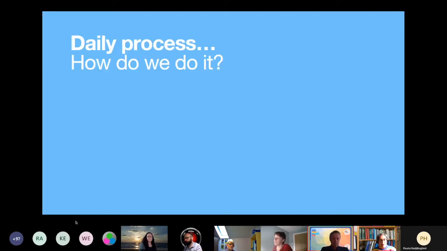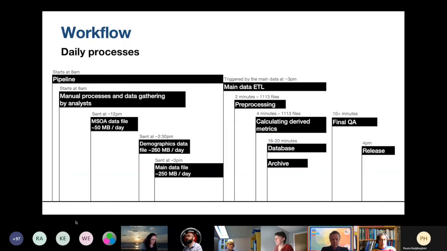Okay, next slide, thank you. So the daily process, just how do we do this every single day? And we have done it every day since we started, including Christmas Day, New Year's Day, etc. So the diagram shows workflow here.